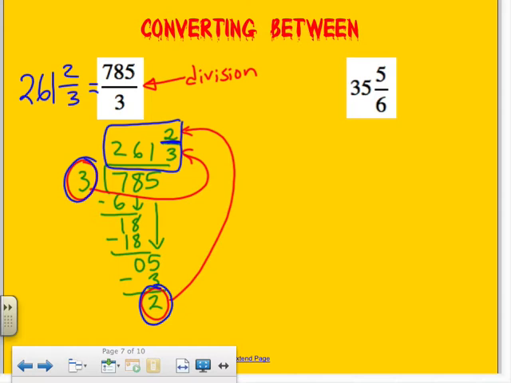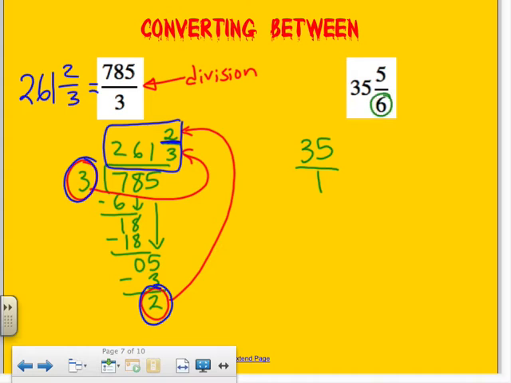Next, let's go the other way. We have a mixed number, and I want to make it an improper fraction. 5/6 is our fraction. The only part I need to change is the 35. Right now, 35 is a whole. Any whole number you can put over 1, so there's 35 over 1 as a fraction. But I need it in sixths, right?